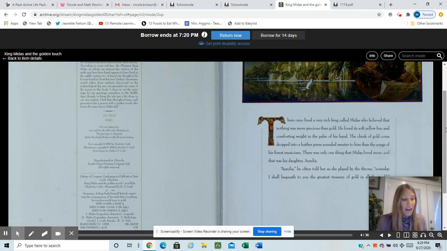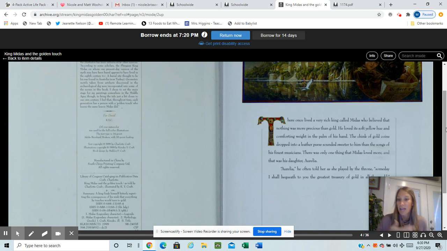The clink of gold coins dropped into a leather purse sounded sweeter to him than the songs of the finest musicians. There was only one thing Midas loved more, and that was his daughter, Aurelia. Aurelia, he often told her as she played by the throne, someday I shall bequeath to you the greatest treasury of gold in all the world.